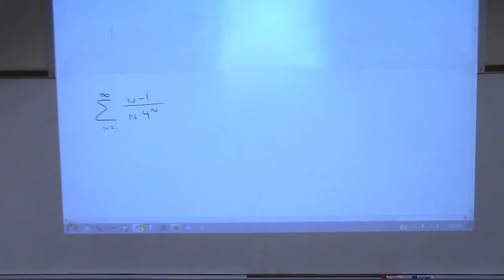So the story here is that you can't always just do a quick tweak to fix it. But you always want to look for it, because if it's there, you want to use it. All right, let's do another one. Sum n minus 1 over n times 4 to the n.